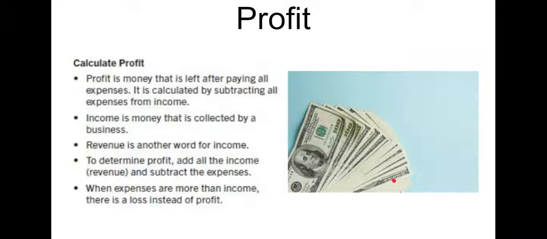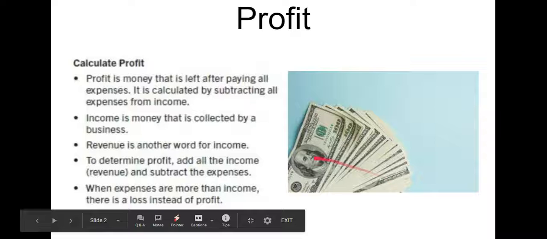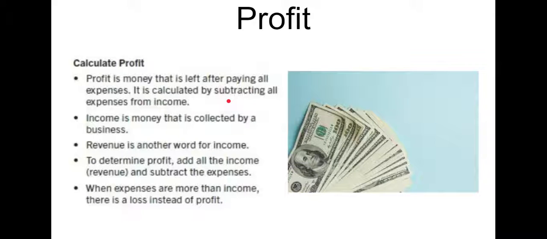This slide is pretty wordy, and the next two slides are going to be much more clear, but I went ahead and included this because it had definitions. So, profit is the money that's left over after paying all the expenses. It's calculated by subtracting all expenses from income. Income is money that is collected by a business. For example, if I'm selling t-shirts, the money that people give me to buy those shirts, that's my income. Revenue is just another word for income. This will make more sense as we go through the next couple slides, but the definitions will be here if you need them.